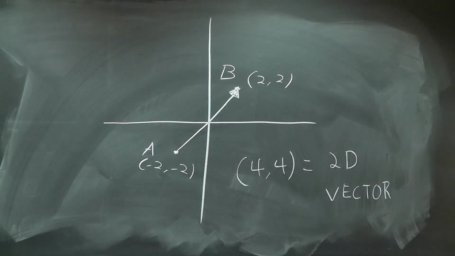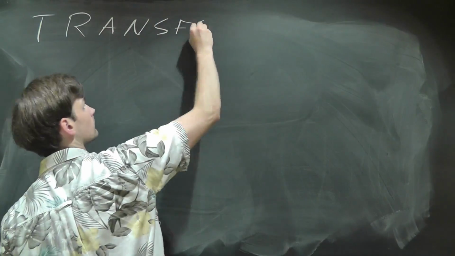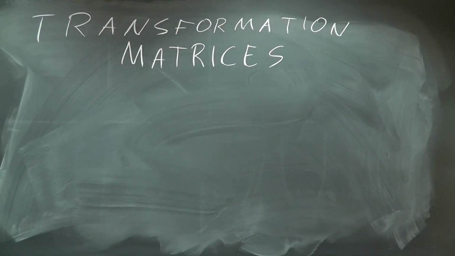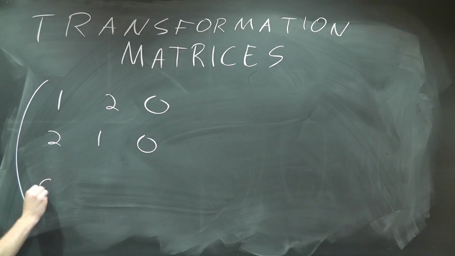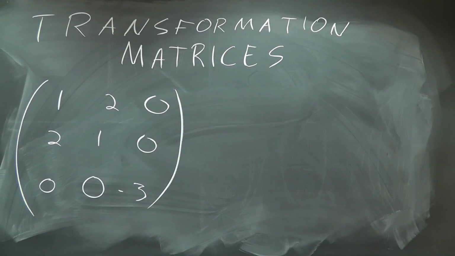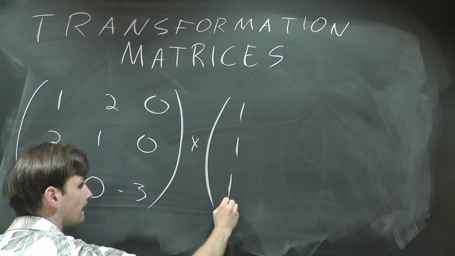Now, let's take a step back and talk about something else: transformation matrices, which are ways in which we may manipulate vectors into something entirely new. This is done by basic matrix multiplication. So let's take an arbitrary matrix, let's say 1, 2, 0, 2, 1, 0, 0, 0, -3. And let's take an arbitrary vector of, let's say, 1, 1, 1.